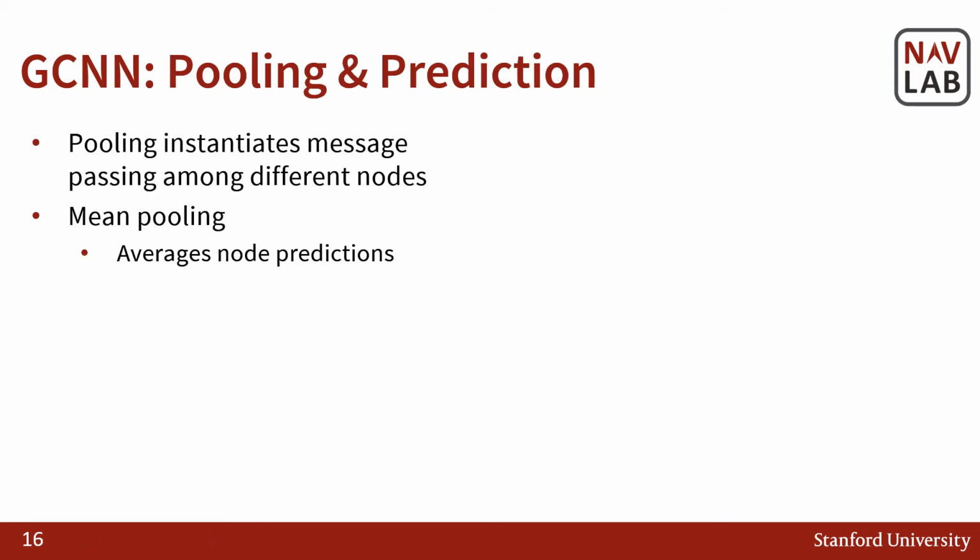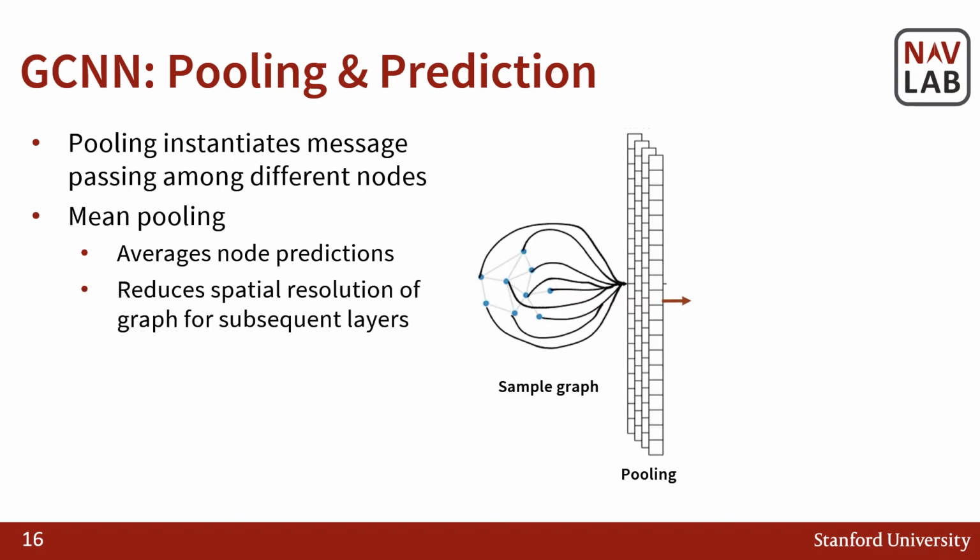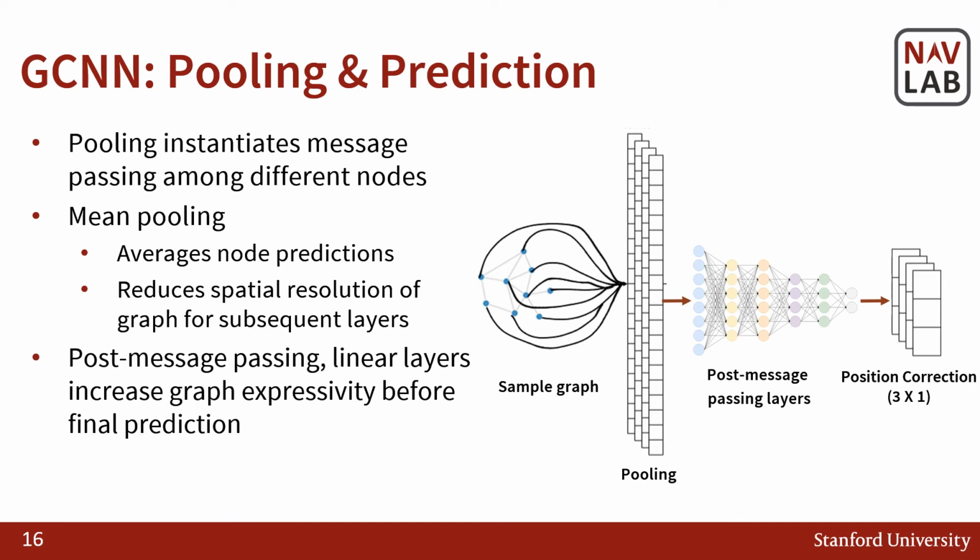Next, we move on to the pooling and prediction layers. Pooling in the GCNN helps instantiate message passing among different nodes and exchanging information. There are many choices of pooling, but we decide to use mean pooling, which essentially averages node predictions and reduces the spatial resolution of the graph for subsequent layers, such as a fully connected network. Post-message passing, we design multiple linear layers that help increase the graph expressivity before we perform our final prediction. The final prediction for our work is the position correction, which is a 3x1 vector.